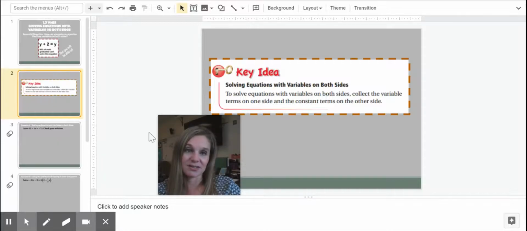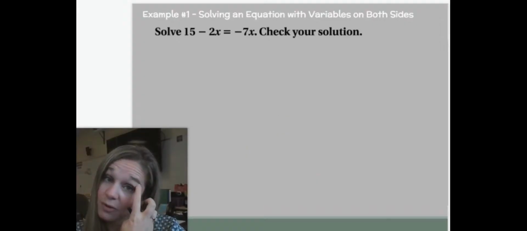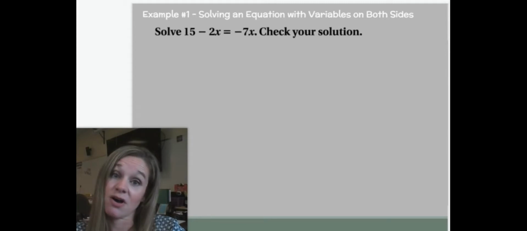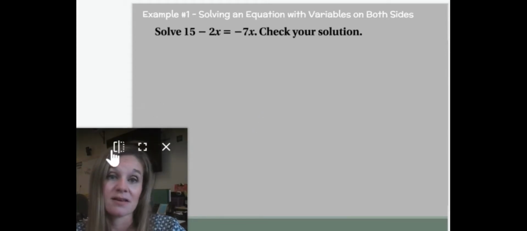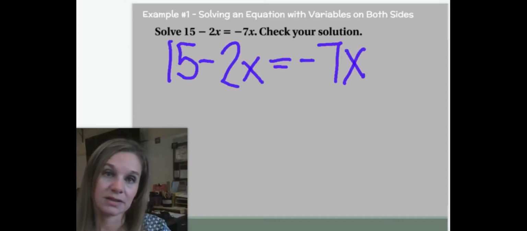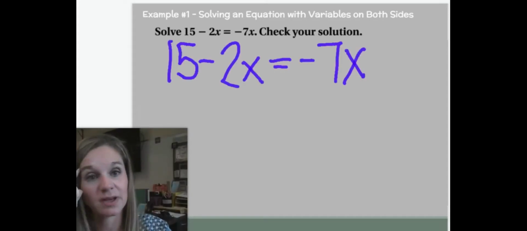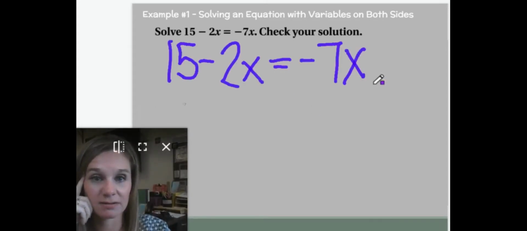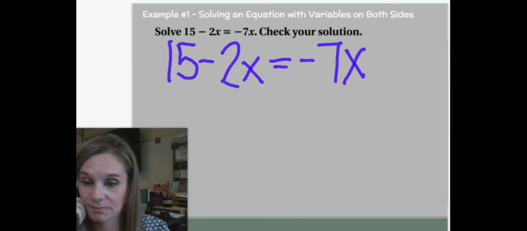Let's take a look. Let's dive into the first example. So this one tells us to solve 15 minus 2x is equal to 7x and to check our solution. Because my handwriting is extra big with this stylus, I decided to just rewrite it so that I can actually not make it just a big mess.